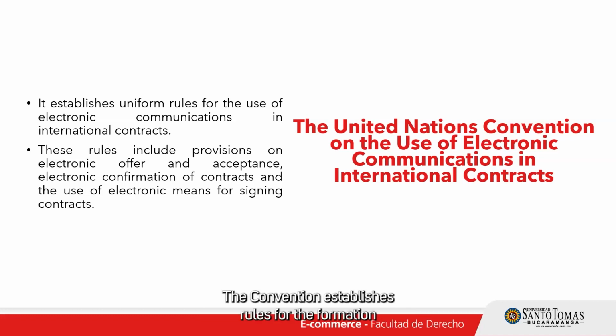The Convention establishes rules for the formation and validity of international contracts made by electronic means. These rules include provisions on electronic offer and acceptance, electronic confirmation of contracts, and the use of electronic means for signing contracts. The convention provides that, unless otherwise agreed between the parties, the mere fact that an offer or acceptance is made by electronic means shall not affect its validity. It also lays down clear rules on the confirmation of contracts and how electronic signatures should be considered.